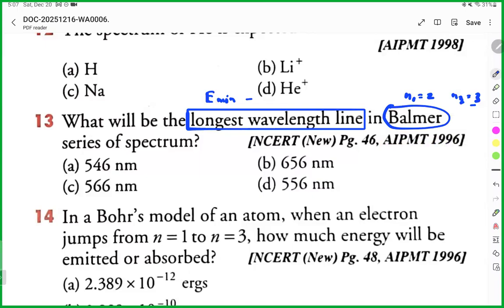See, the same question is given. Got it? Now tell me, out of these 4, where do you have maximum wavelength? What do you guys say? Make sense?